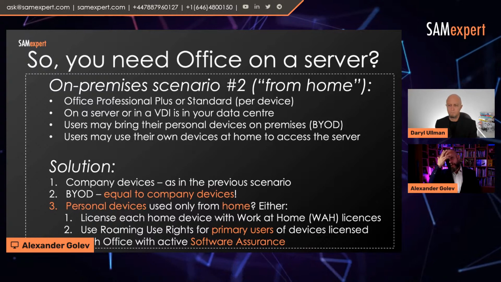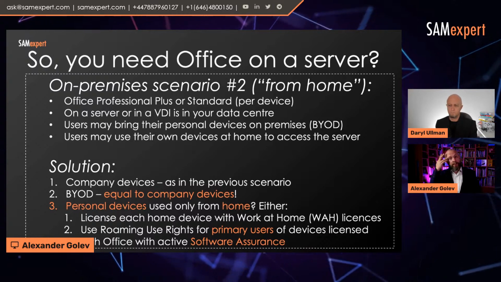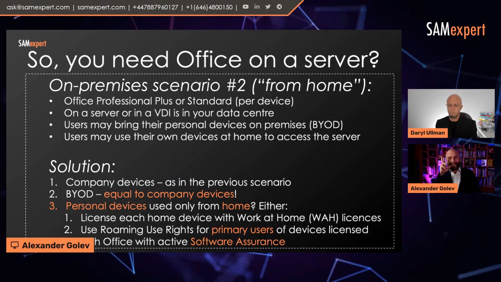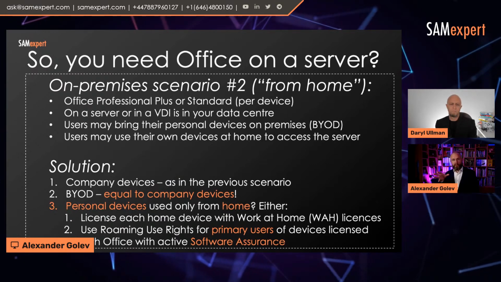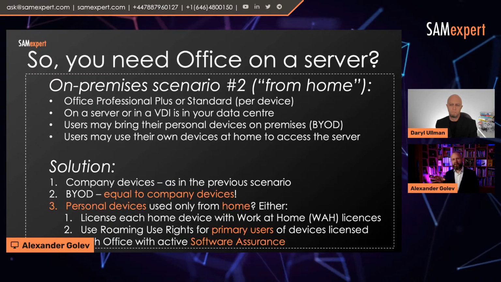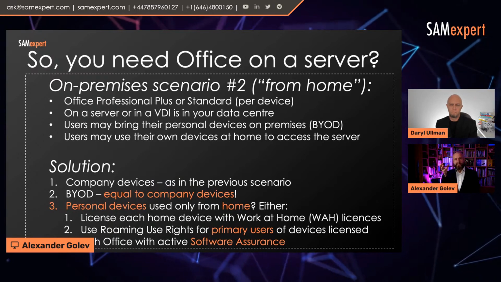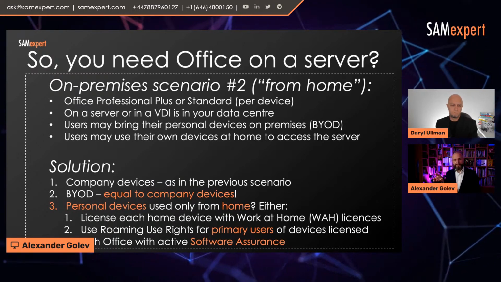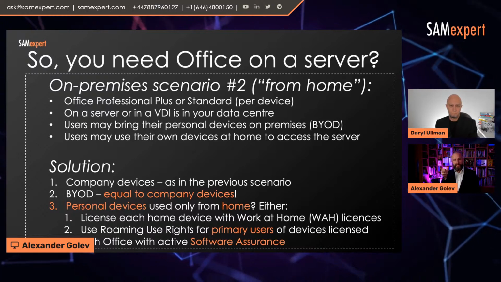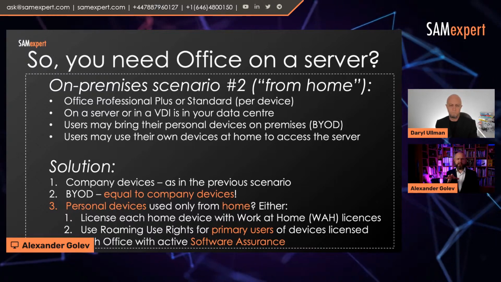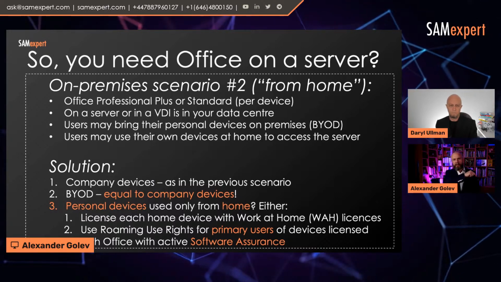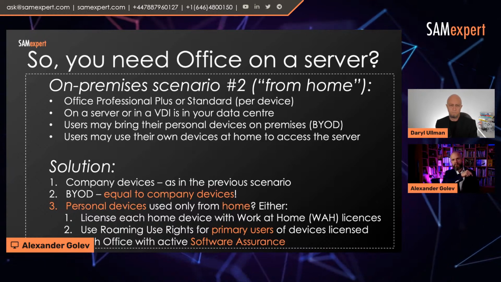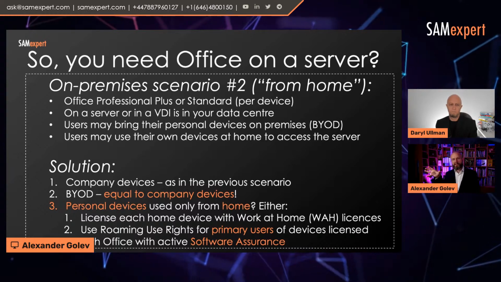When it's still my laptop or desktop or something else, but I use it from home, it's different. So you have 2 options here. You actually used to have 3. Nowadays it's just 2. A license for each home device with a work at home license. And for the work at home license, I haven't had the question, but it's very complicated. You can only buy a work at home license if you have a corresponding qualifying license for it. So it's like an add-on.